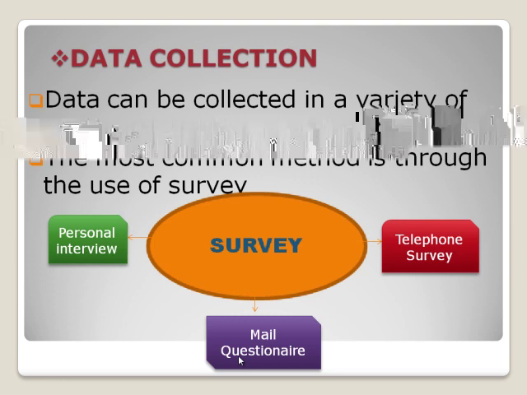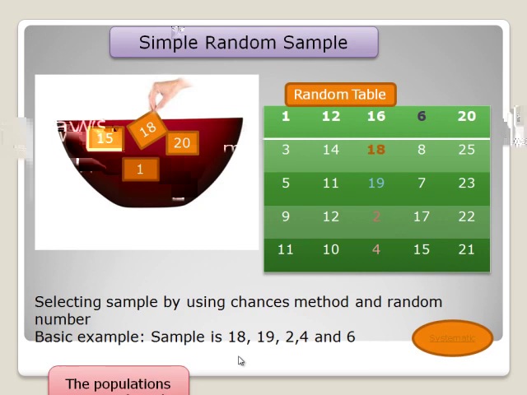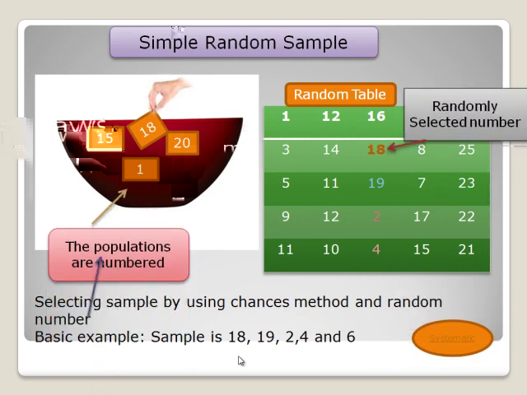Next, we move to the sampling techniques. As a matter of fact, there are four types of sampling techniques. First is simple random sampling. Second, systematic sampling. Third, stratified sampling. And fourth, cluster sampling. And now we go to the simple random sampling.